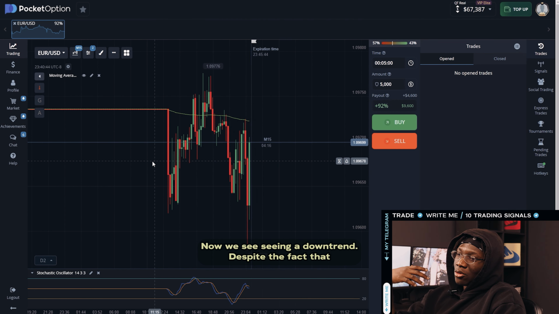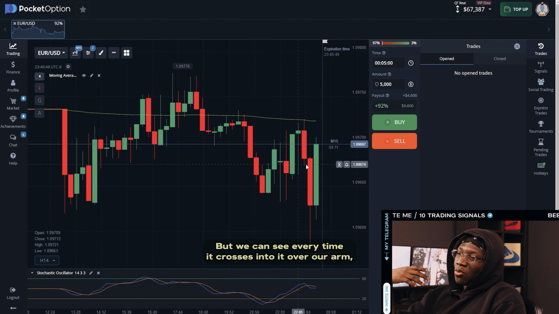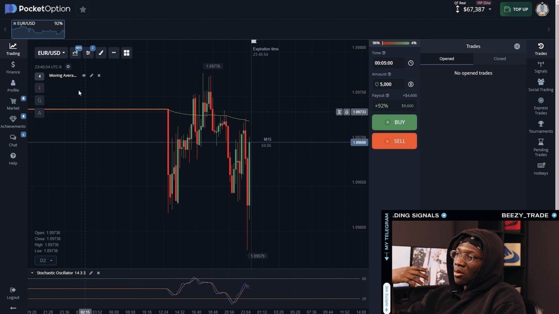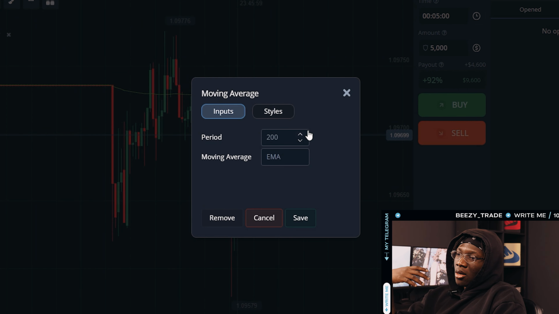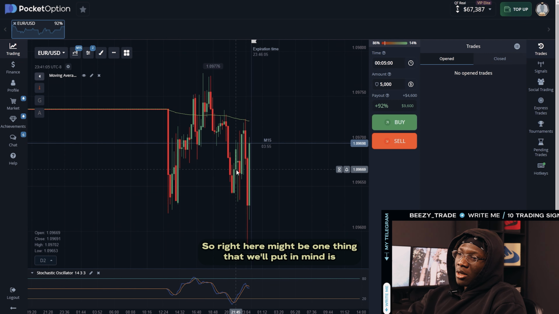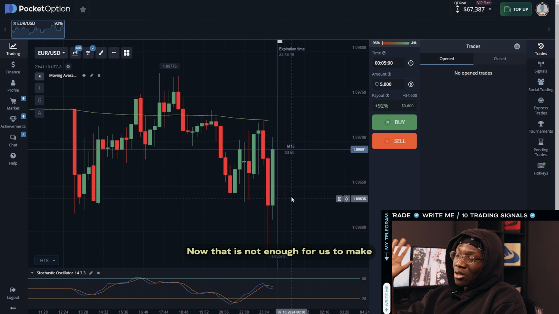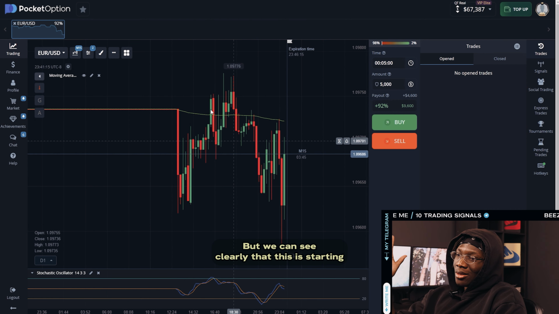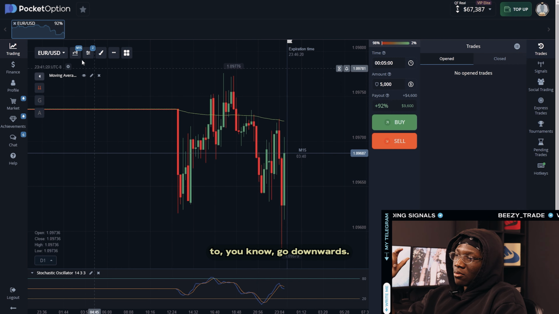Now we're seeing a downward trend, despite the fact that it looks like it might be trending upwards, but we can see every time it crosses over our moving average, the 200 EMA, you can see that it bounces off. So right here might be one thing we'll keep in mind: if it does touch, maybe it's gonna bounce off again. Now that is not enough for us to make any decisions, but we can see clearly that this is starting to go downwards.